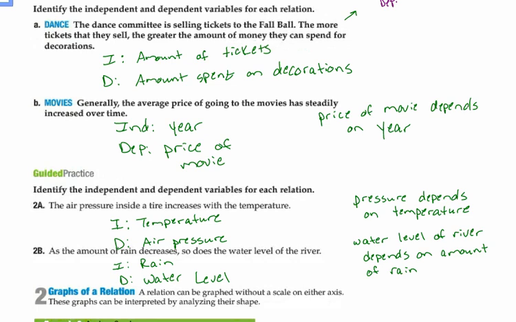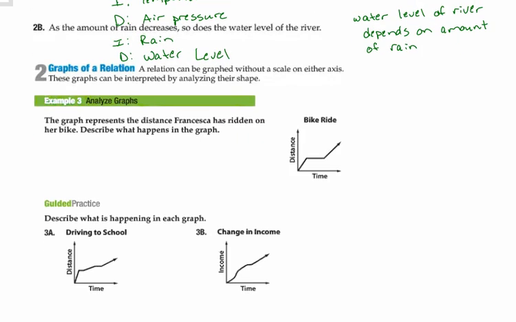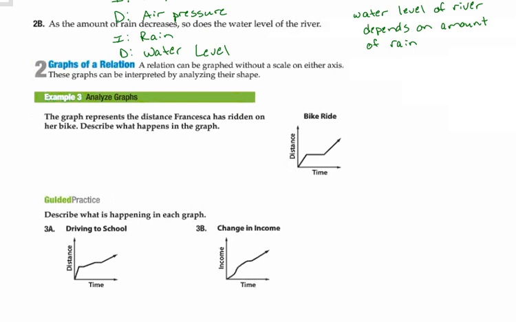Okay, these type of problems are really good summarization skills for those English people. Again, the air pressure inside the tire increases with the temperature. So rewording that, pressure depends on the temperature outside. So pressure is our dependent, temperature is our independent. Down here, the water level of the river depends on how much rain we have. So water level is our dependent, and the amount of rain is our independent. Alrighty, last one, looking at those graphs.